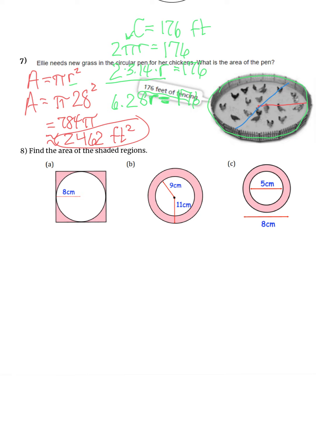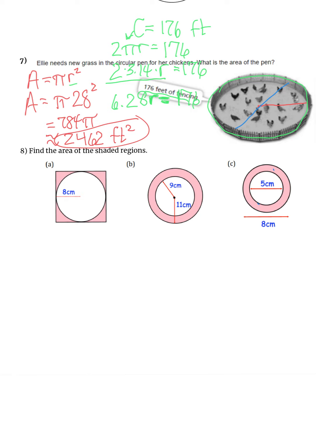And now let's just look at a couple of these area problems. I'm just going to choose to do letter C, but just know that A and B are kind of similar to it. So it's asking for the shaded region. So I'm actually only finding the area of this pink circular region.